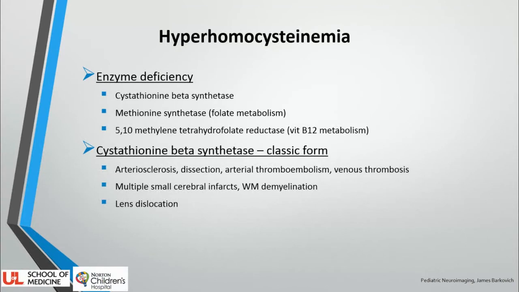Hyperhomocysteinemia occurs due to three enzyme deficiencies. The classic form is due to deficiency of cystathionine beta synthase. Biochemical alterations in this disorder result in intimal irregularity and fibrosis, causing arteriosclerosis, arterial thromboembolism, venous thrombosis, and arterial dissections. And as a result, patients present with multiple small cerebral infarcts. Another feature of this condition is dislocation of the lens.